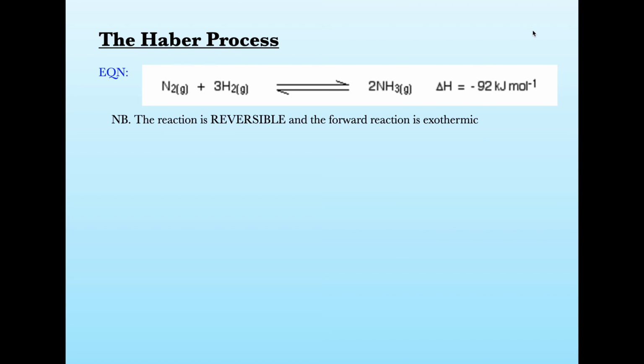The Haber process. Now, we've come across this before when we were talking about reversible reactions last year. Remember dynamic equilibrium and all that stuff? Okay, so basically, if you mix these two things together, they start to make ammonia. The ammonia's concentration increases and the ammonia starts to break up and to reform nitrogen and hydrogen.